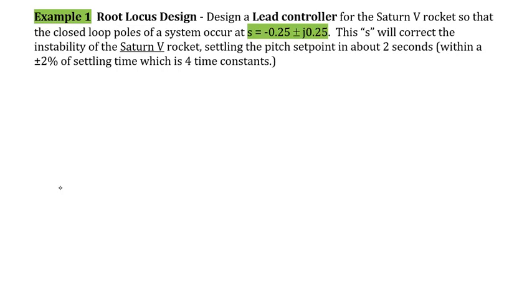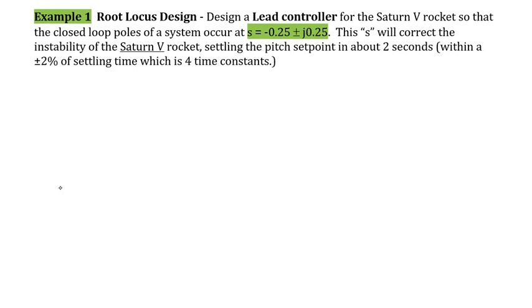Automatic Controls, Chapter 9, Root Locus Design. This is example 1. Design a lead controller for a Saturn V rocket so that the closed-loop poles of the system occur at s equals -0.25 plus or minus j0.25.